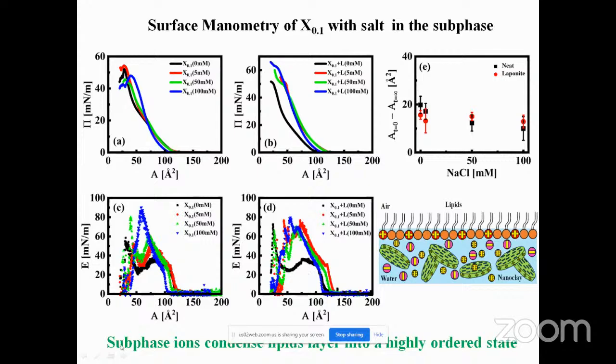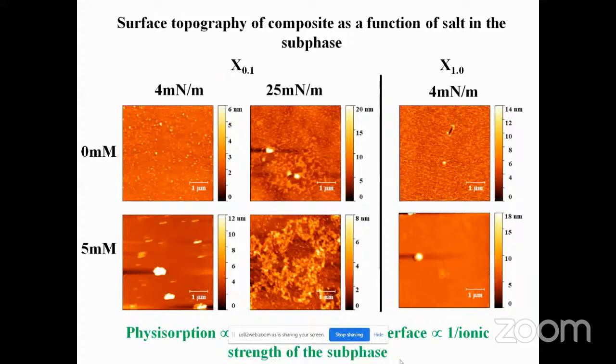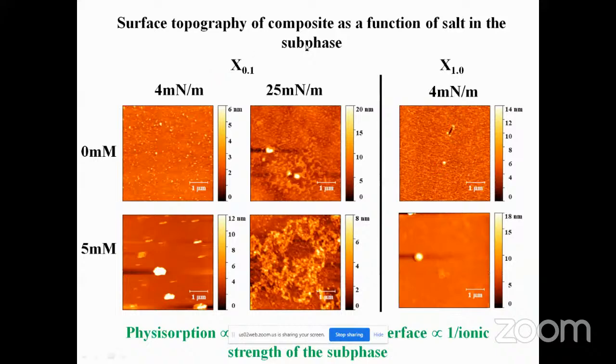So on the basis of this, we conclude that the presence of surface ions helps the lipid molecule to condense in a highly ordered state. Based on that, we compared two different conditions, in a salt-free medium.